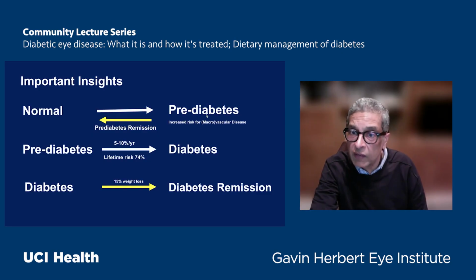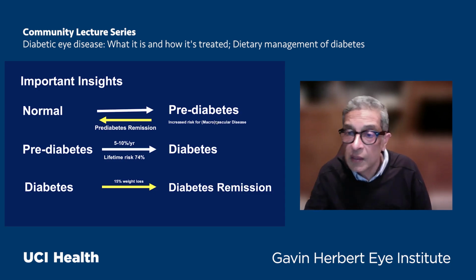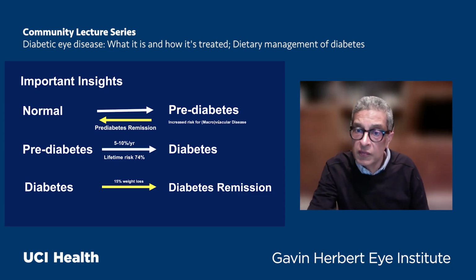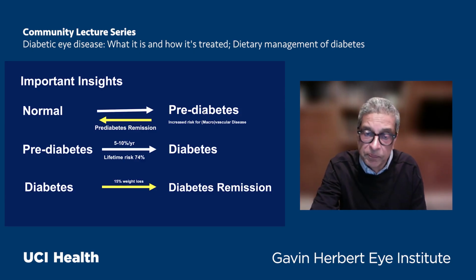like the vessels around the heart, or the vessels that go to the brain, or the vessels that go to the legs. Those are larger vessels, and arteriosclerosis in those vessels already occurs at a higher rate when individuals have prediabetes. They don't have to be diabetic, but even with prediabetes, they have this higher risk.